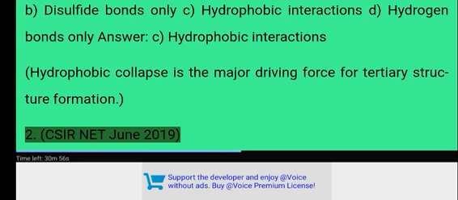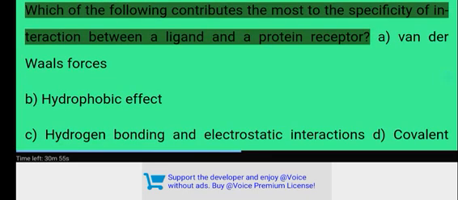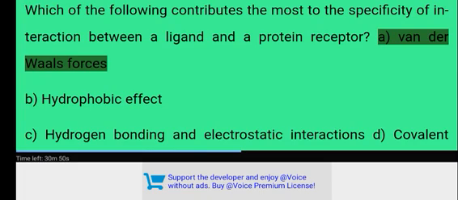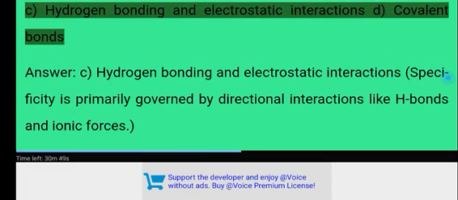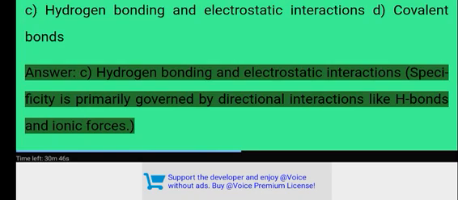2. CSIR NET June 2019. Which of the following contributes the most to the specificity of interaction between a ligand and a protein receptor? A. Van der Waals forces. B. Hydrophobic effect. C. Hydrogen bonding and electrostatic interactions. D. Covalent bonds. Answer: C. Hydrogen bonding and electrostatic interactions. Specificity is primarily governed by directional interactions like H bonds and ionic forces.